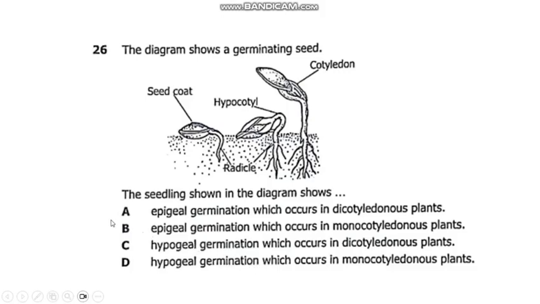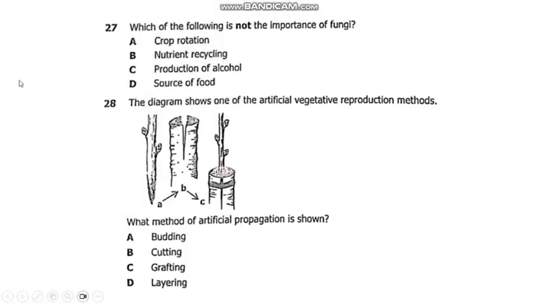So the seedling, what type of germination is it showing? So look at the cotyledon. These cotyledons are not pushed below the ground. They are pushed above the ground. So this type of germination is what we call epigeal germination. Okay, and this epigeal germination takes place in the dicotyledonous plants. So the correct answer is A. Epigeal germination, which occurs in dicotyledonous plants. So we come to question 27.